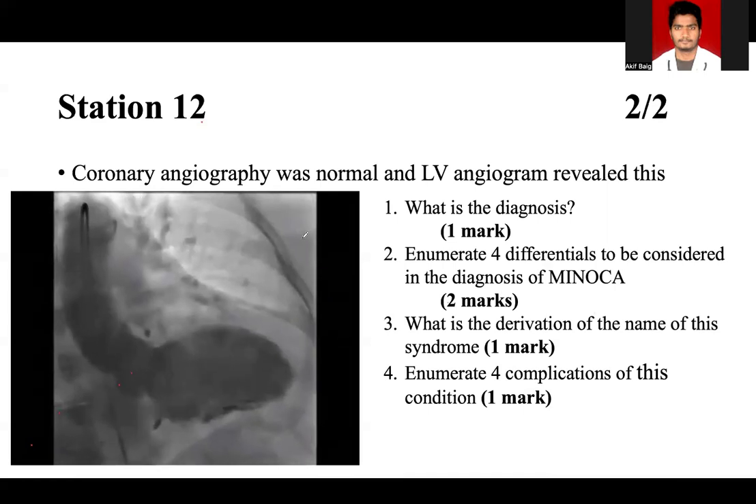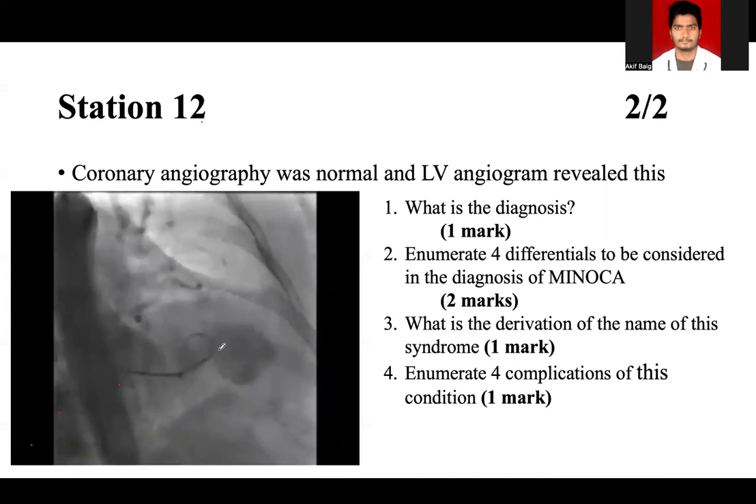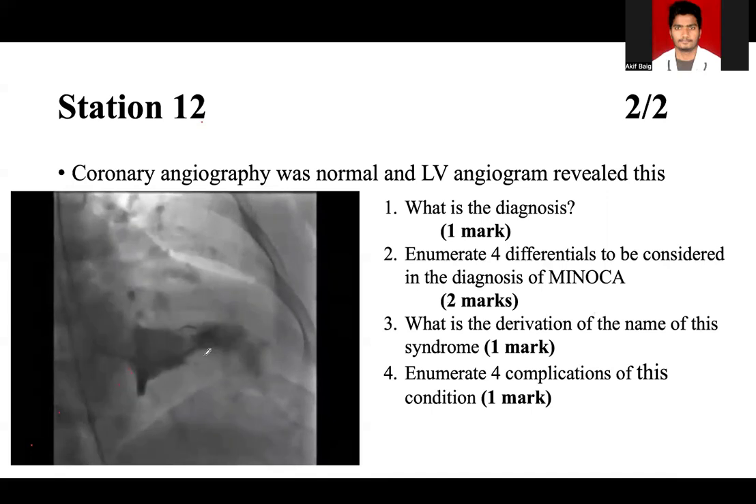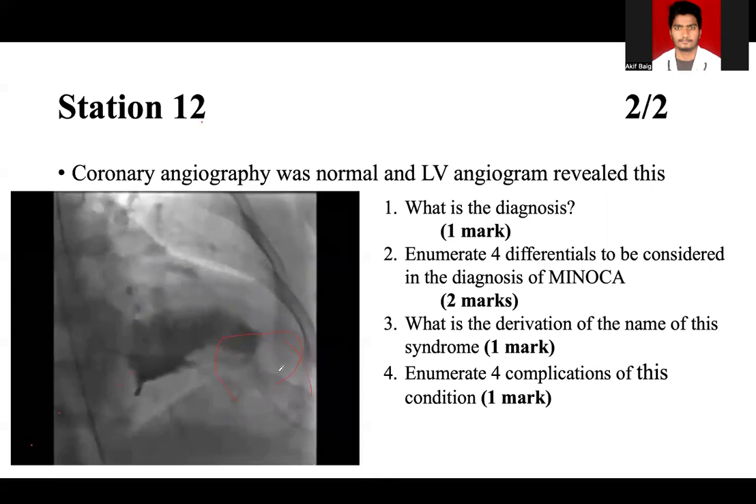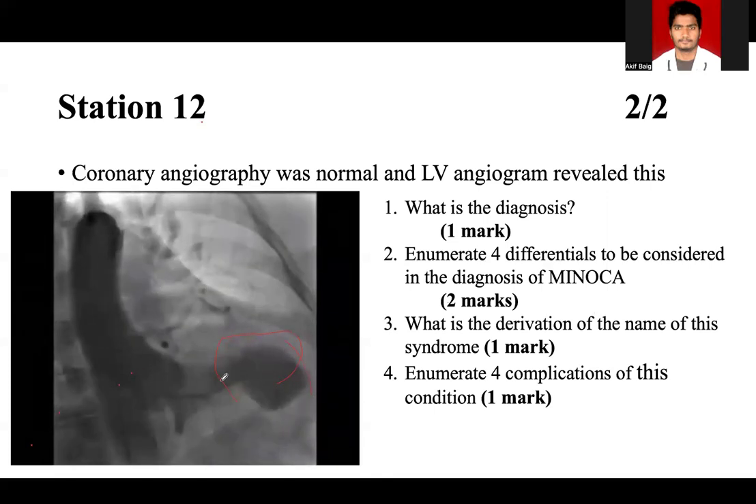Okay, so here you can see an LV angiogram. This is the ace of spade pattern. So you can see here there is apical ballooning. You can see this part, there is apical ballooning. Keep seeing that apical ballooning. You can see the spade of ace pattern.